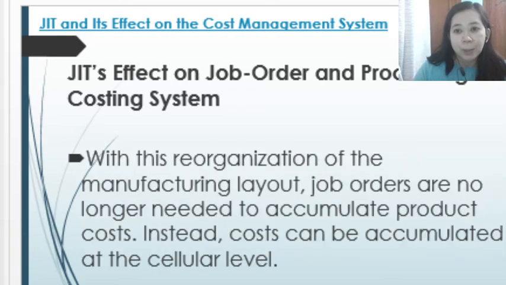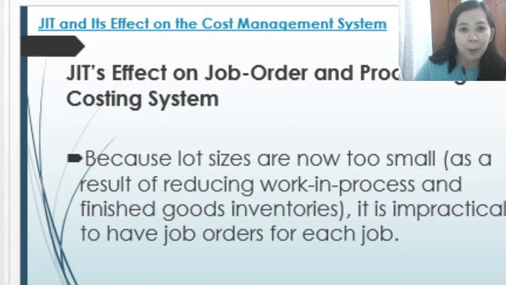Okay, so with this reorganization of the manufacturing layout, even the job orders are no longer needed to accumulate product costs. Instead, costs can be accumulated based on the cellular level and not on the product level anymore. Because lot sizes are now too small, since we reduce the work in process and finished goods inventory, it is impractical to have job orders for each job because it is now considered to be a family of products.